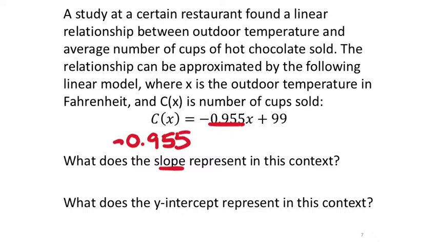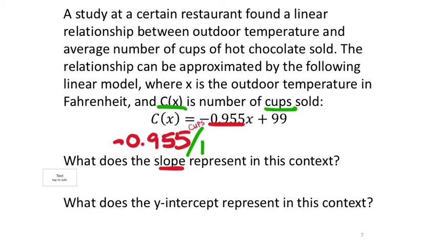I'm going to write a sentence for this, although I think on the homework it's just a multiple choice kind of thing for you to figure out what that represents. Okay, so what does the slope represent in this case? Now, slope should be rise over run, right? So you could even say it's negative 0.955 over 1. What does it represent? Well, the number of cups sold, that's our y value, just shown in function notation. So that'd be negative 0.955 cups.